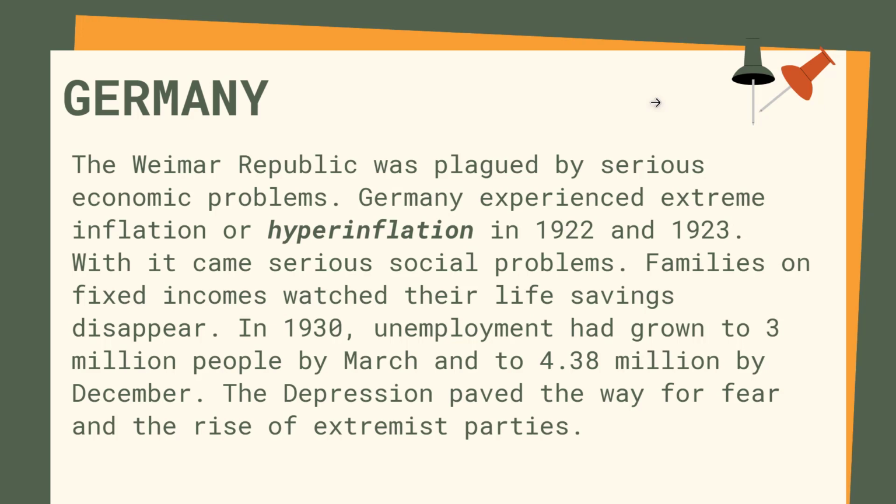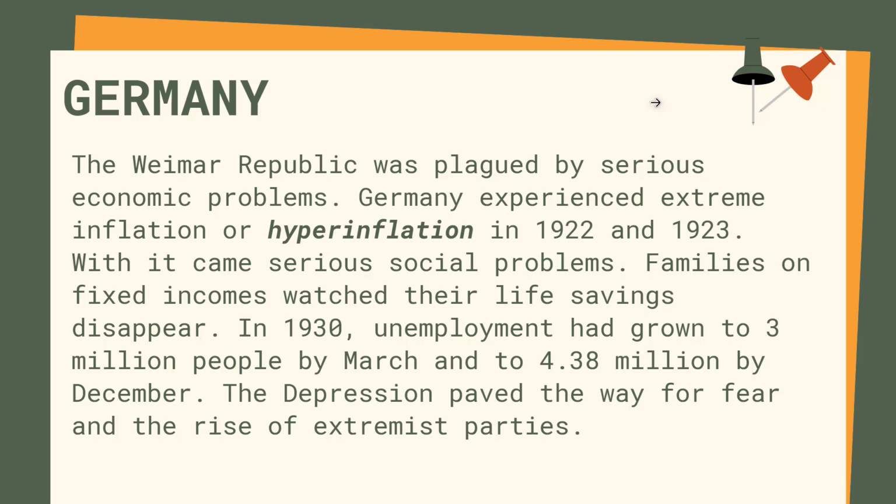Also, the Weimar Republic. This was a government that was established after World War One. So when Kaiser Wilhelm fled Germany and went to the Netherlands, he didn't look back. The provisional German government at the time established a republic, and that republic was called the Weimar Republic, right? But the Weimar Republic was plagued with a lot of serious problems.